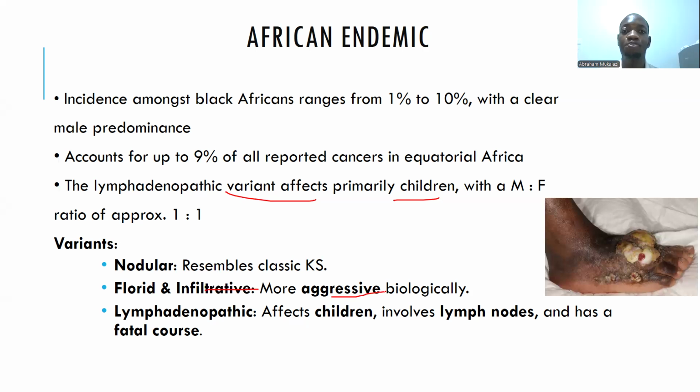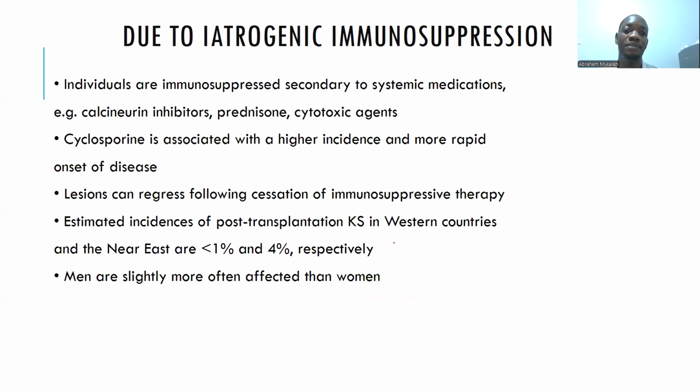So you have to know the difference between the classic type, commonly seen in European countries and Jewish people. Then you have the endemic type that is African, seen in equatorial Africa, commonly also having variants. Either it can be nodular, infiltrative, or lymphadenopathic. The one we see in children is usually very, very fatal. As you can see here, this is the nodular type in that picture.